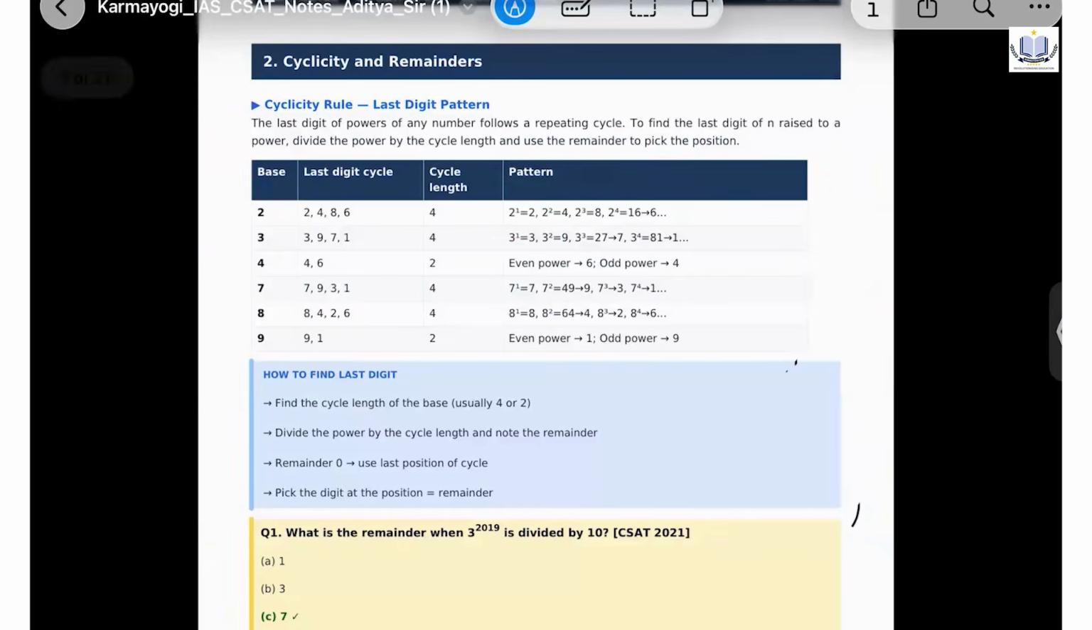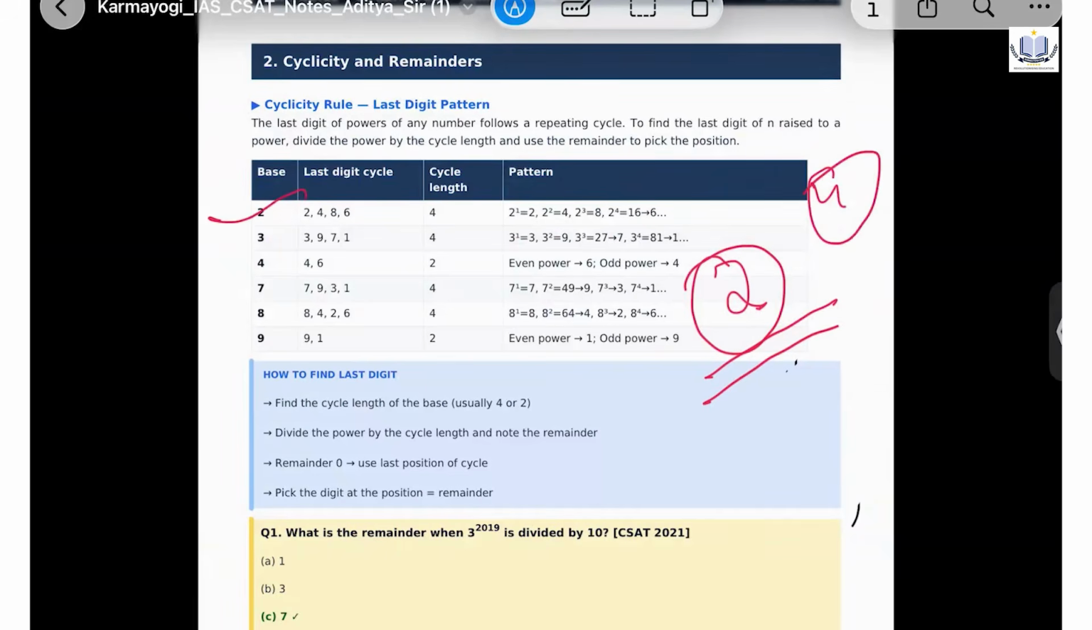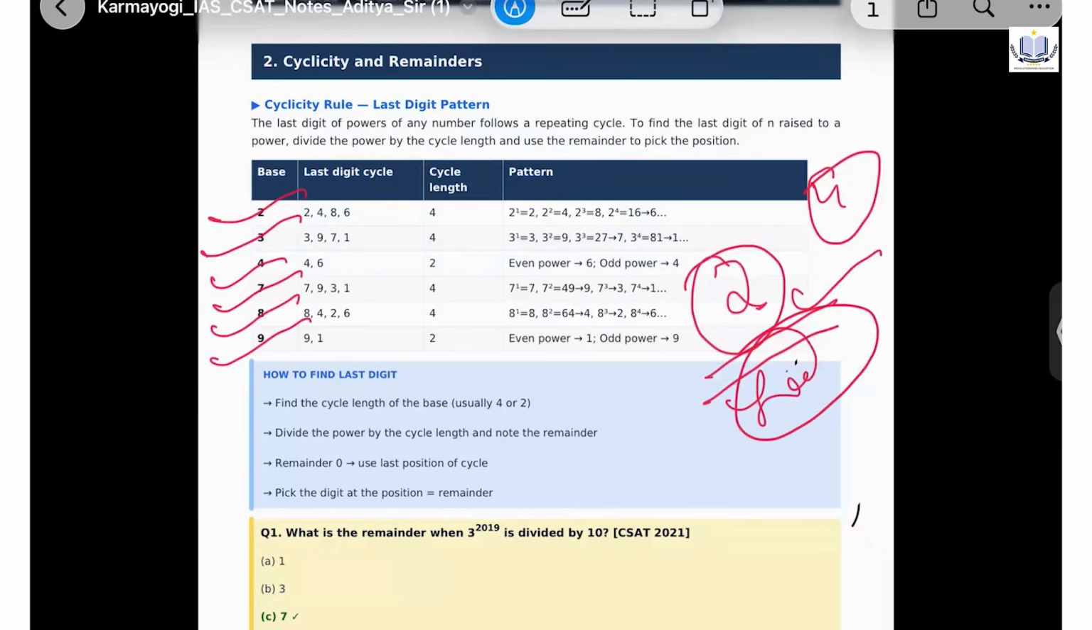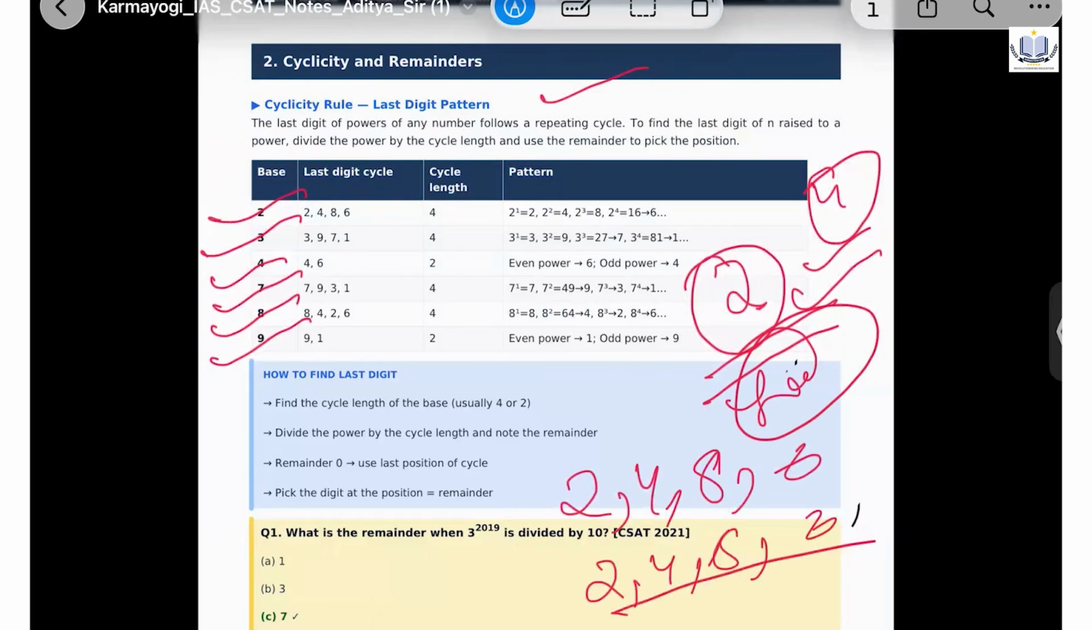Let's move to the next topic, that is cyclicity and remainder. It is nothing but how the unit digit of these numbers, when they are squared or cubed, follows a pattern that is called the cyclicity rule. So the last digit of the power of any number follows a repeating cycle. To find the last digit, we will use this cycle. For 2, it is 2486, 2486, like this it will go. For 3, it is 3971, 3971. The powers of 4 will go 4646. The unit digit will be like this.